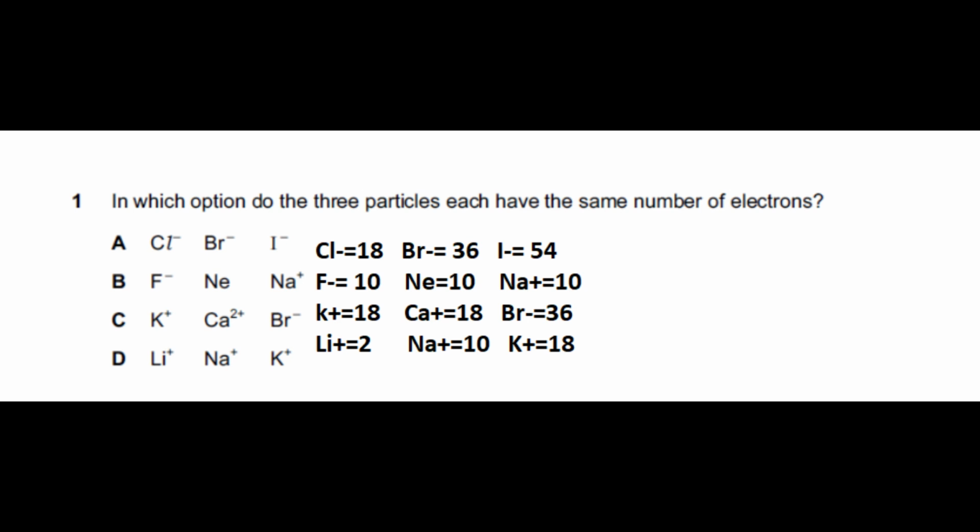So you see which option has the same number of electrons. According to our calculation, Bravo is the answer, where fluoride ion, neon and sodium ion have the same number of electrons. So our correct answer for this question is Bravo.